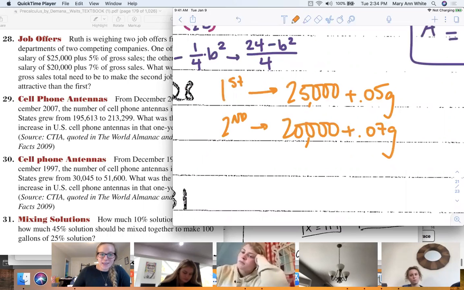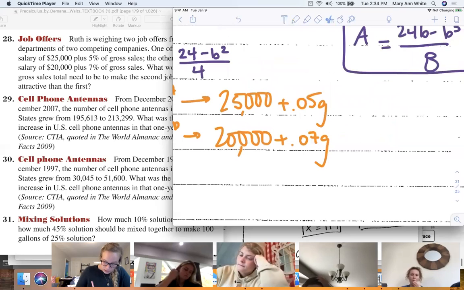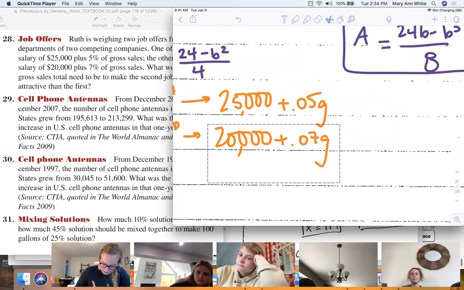So what we want to find is what does G equal in order for the second job to be the better option. You could even solve this algebraically. So like you could technically take these pieces.